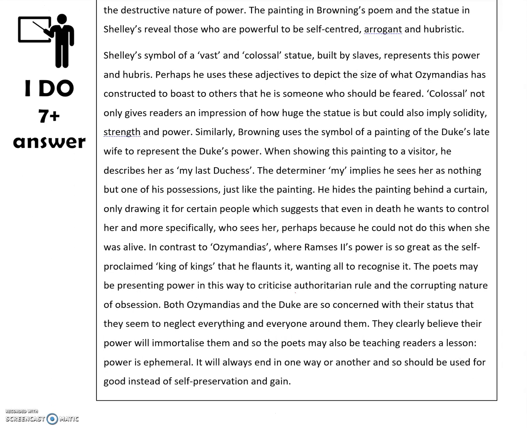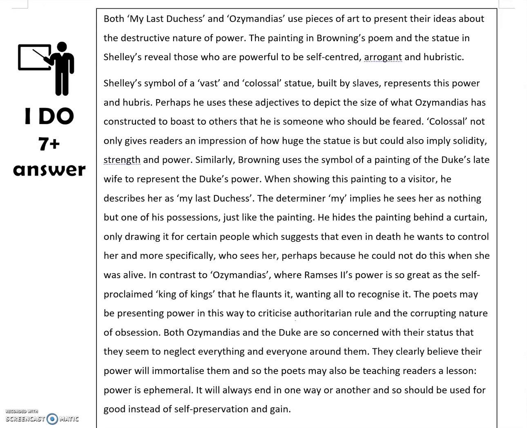Okay, we're going to be moving on to the second part. So this I will guide you towards. I'm going to read it out first. So we've got: Both My Last Duchess and Ozymandias use pieces of art to present their ideas about the destructive nature of power. The painting in Browning's poem and the statue in Shelley's reveal those who are powerful to be self-centered, arrogant, and hubristic. Shelley's symbol of a vast and colossal statue, built by slaves, represents his power and hubris.